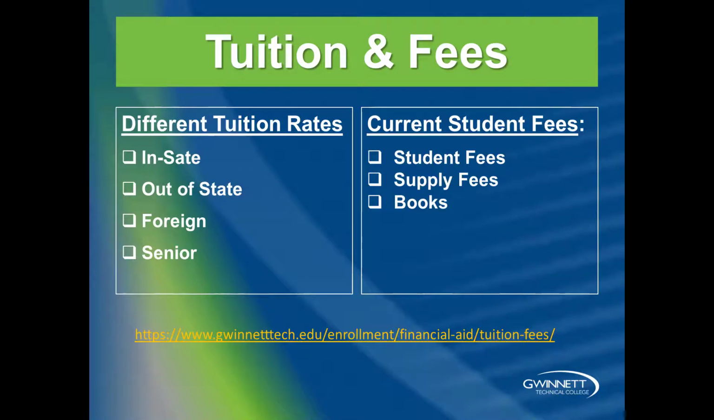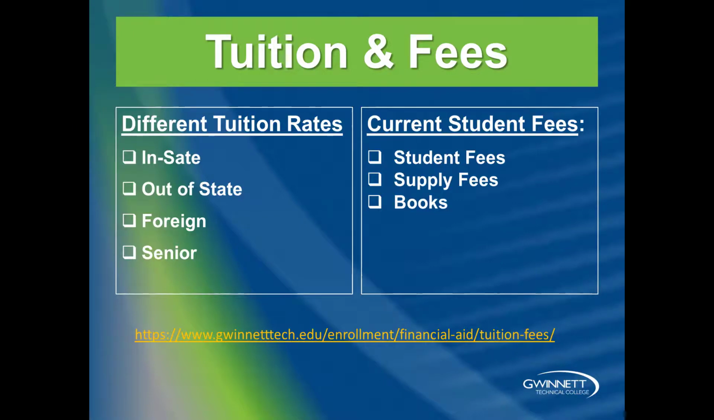Tuition is what you pay for your courses. There are 4 different tuition rates at Gwinnett Tech: in-state, out-of-state, foreign student, and senior citizen. Fees are the same cost for all different tuition rates. Some courses have supply fees. For example, if you are taking a construction class, you may be required to purchase supplies for that course.